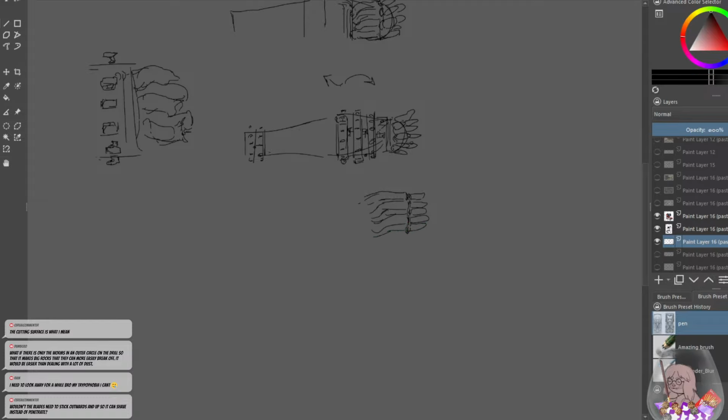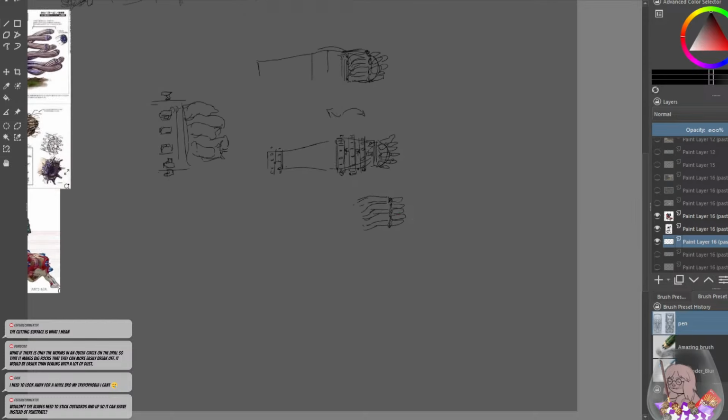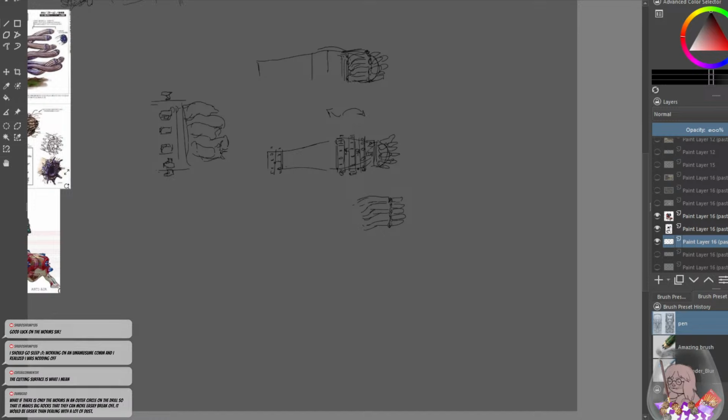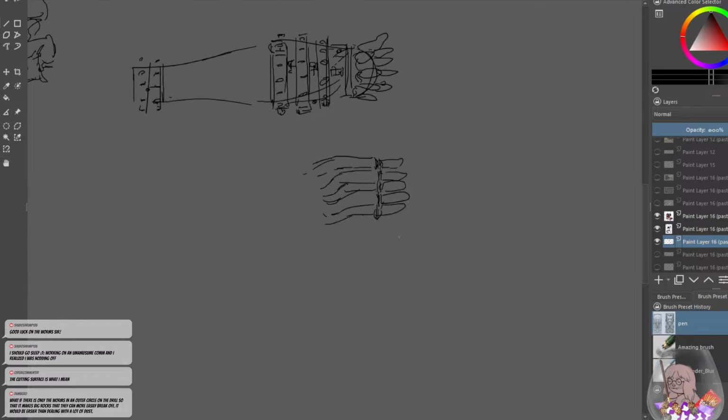The cutting surface. There is no cutting surface. It uses a spike in its mouth to destroy rock using magic. There's no cutting surface. Worms in an outer circle on the drill so that it makes bigger rocks that they can more easily break off to deal with than a lot of dust. I mean, dust you can just shovel.